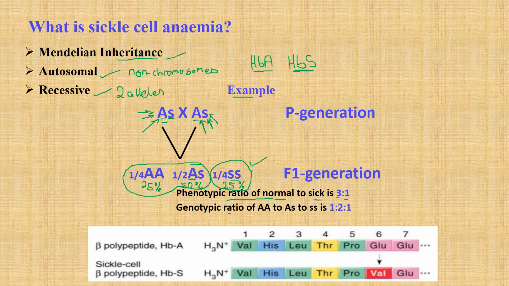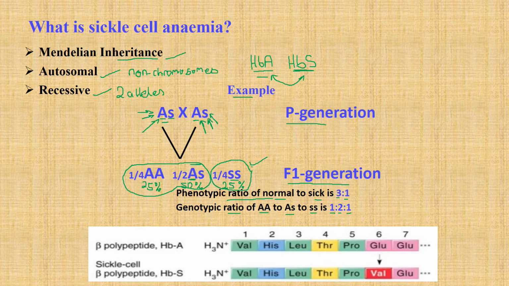So the ratio is 3:1, and the genotypic ratio of homozygously normal to heterozygously normal to sickle cell is 1:2:1. The cross of the parents is usually known as the parent generation, while the first offsprings are known as the first filial generation. So what is the mutation, or what usually happens before a normal hemoglobin becomes sickle hemoglobin?